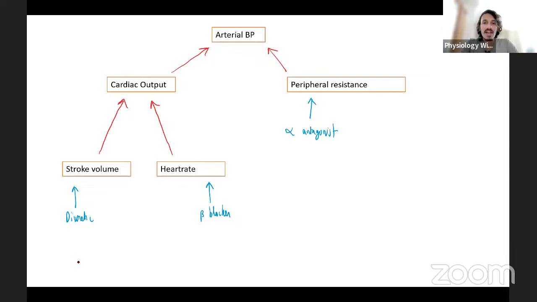Apart from that, alpha antagonists. Which alpha? Alpha 1 antagonist. That will reduce the peripheral resistance. So in hypertension, what is happening? Increase in the vasoconstriction can result in the increase in the diastolic BP. So if you give an alpha antagonist, it can result in decrease in the BP.